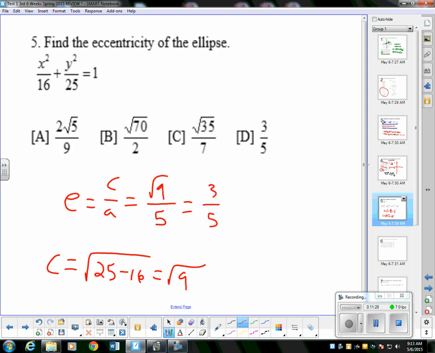So what does that make our answer choice? D. So really all you need to know for this is how to identify A, and C is related to A and B by this formula right here. C is equal to the square root of 25 minus 16 on there.